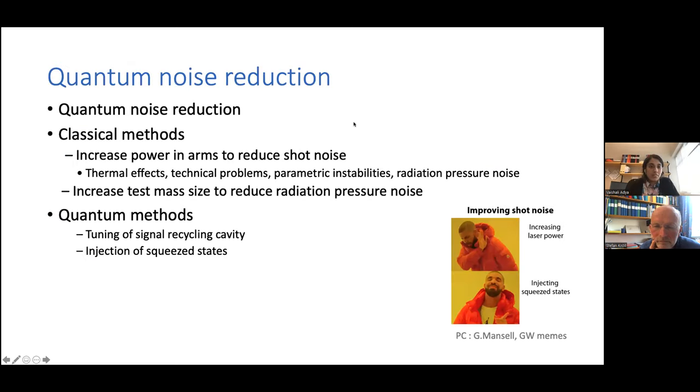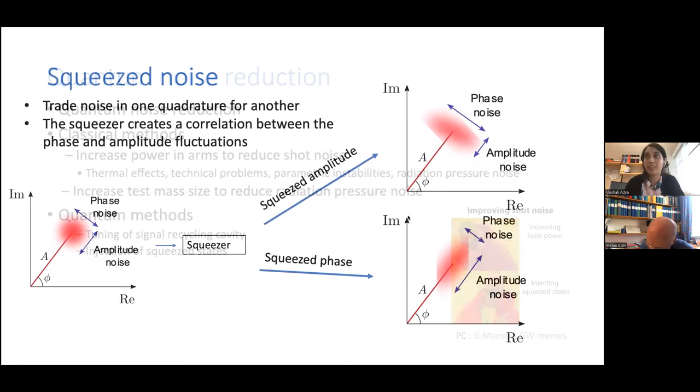So it seems like a fairly straightforward problem to solve, right? You could increase the laser power, but then it leads to other challenges like thermal distortions of the laser beam, control system challenges, parametric instabilities, and so on. But one can get rid of radiation pressure, like I said earlier, by making the test masses heavier, but then that leads to challenges with suspension control and design. But there is another really neat way to fight quantum noise. One can tune the signal recycling cavity that I was talking about, but this leads to challenges again in terms of control system design. But the other really neat way to do this would be to inject squeezed light, which is my favorite way to do this.